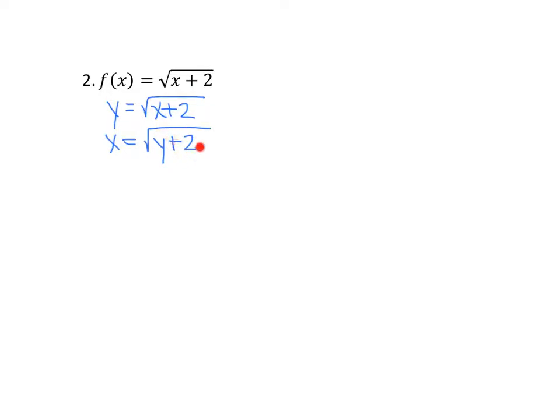Notice this 2 right here is underneath the radical. So technically right now the radical is by itself. So all we're going to do to get rid of the radical, since it's a square root, is square both sides. So when we square both sides, we are going to get x squared equals, if I square the right side, the square root is going to cancel, so I get y plus 2. Now I need to get y by itself, so I subtract 2, so I'm going to get x squared minus 2.